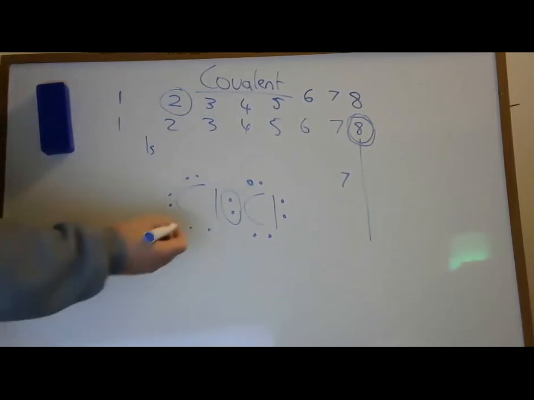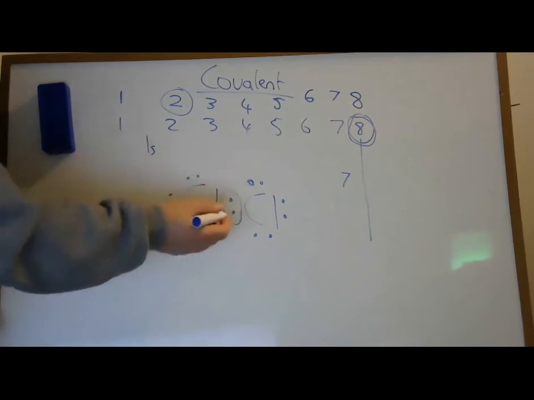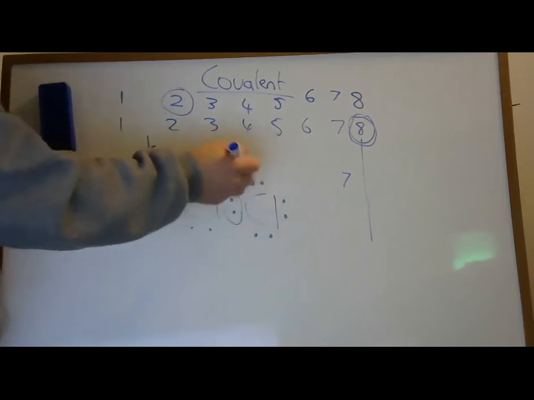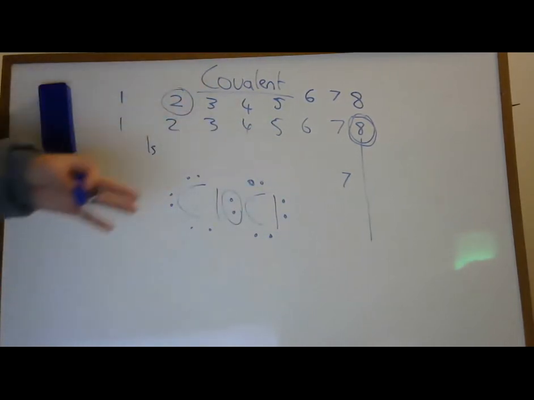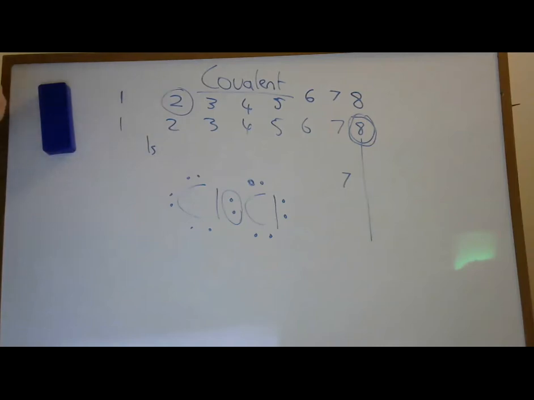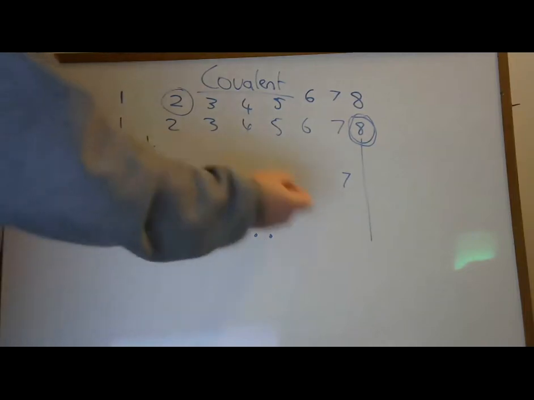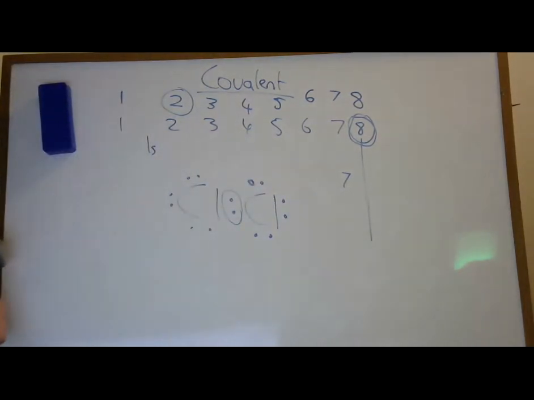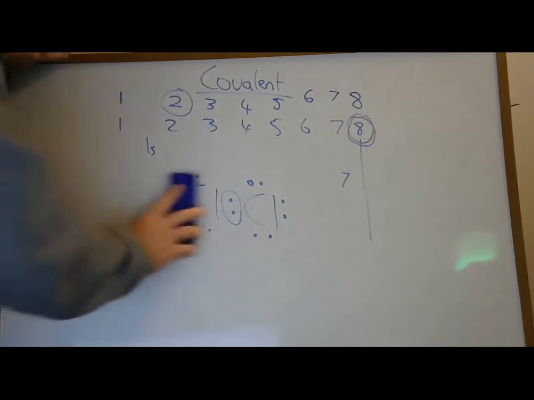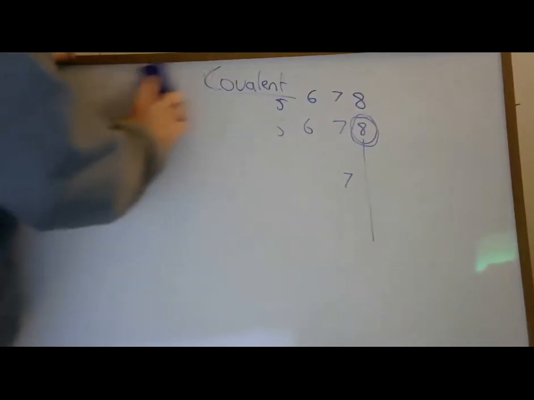And they both have 1, 2, 3, 4, 5, 6, 7, 8. They're both happy. They're sharing the electrons. And we'll go through building these. These are what's called a Lewis dot structure in this seminar.